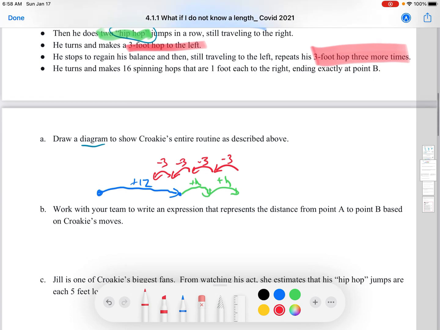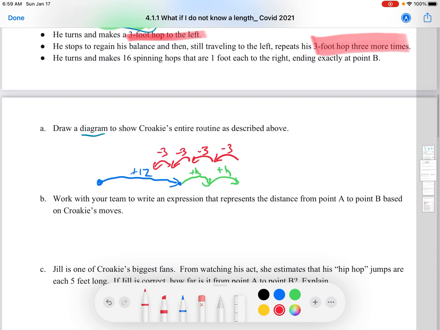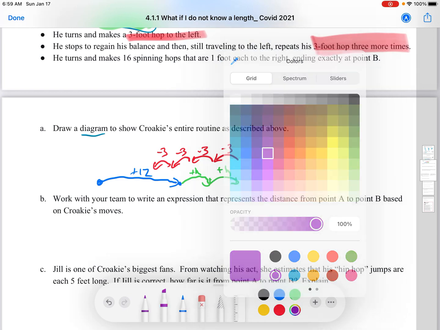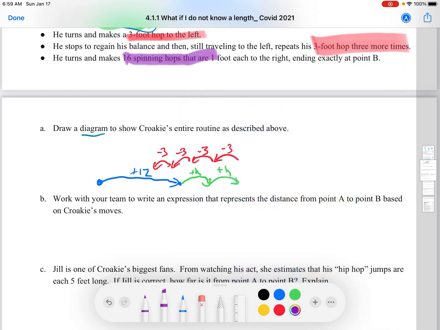And then he turns and makes 16 spinning hops that are 1 foot each to the right, ending exactly at point B. Again, I don't care about point B. Instead of doing 16 little hops of this, I think I'm just going to put it in one group for that. So that's 16 that are 1 foot. Let's just do that as one big group here. I don't know where this goes. I'm just guessing where it could be. This has got to be point B.